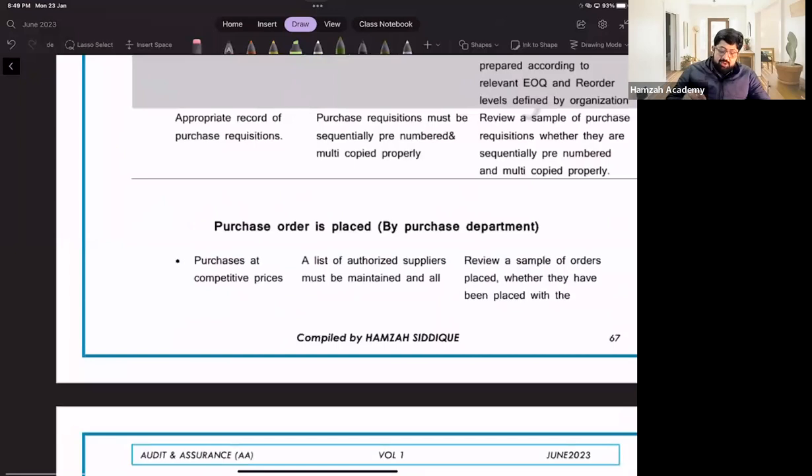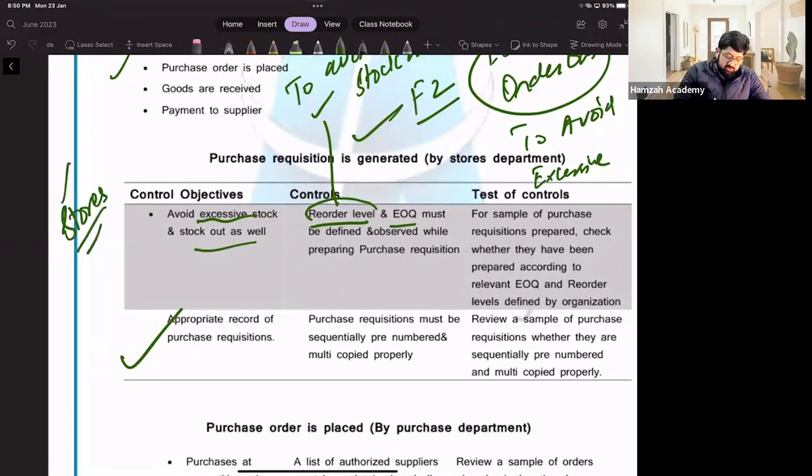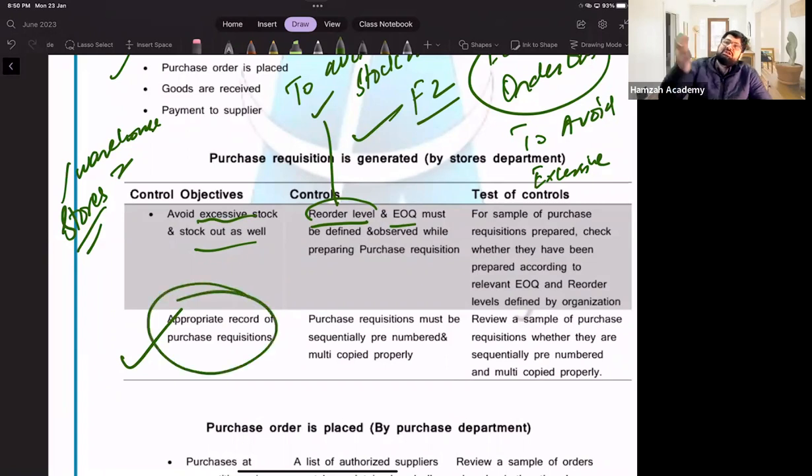Now, appropriate record of purchase requisitions. Normally, the stores department, warehouse, they prepare the purchase requisition and send it to the purchasing department. Then the purchase department prepares the purchase order. Then goods are delivered at the stores again. So that we should know what we have requested, when it was requested, and in how much quantity. Normally four copies are there. Purchase requisition must be sequentially pre-numbered and multi-copied to achieve this objective.